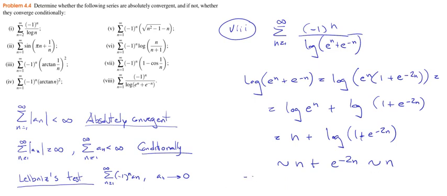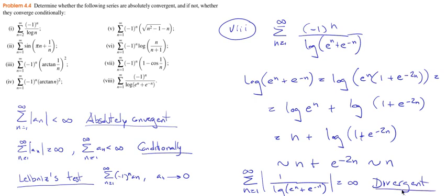So now, the series of the absolute value of this is 1 over the logarithm of e to the n plus e to the minus n. This is asymptotically equivalent to 1 over n, so it is divergent. But for the original series, we can use the Leibniz test, and so we have minus 1 to the n times 1 over this. We know that this is asymptotically equivalent to n, so that means it is a sequence that is monotonically decreasing and going to 0.